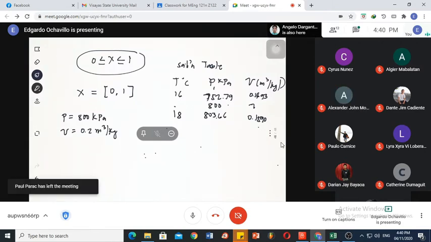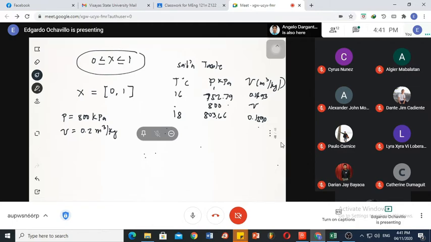So by looking at these values in the saturation table, we have the 752 kilopascal and the 800 and 803.66. So these are the corresponding temperatures based on our table. This is 16 degrees Celsius and 18. Okay. So what are the state here? So meaning to say that what?